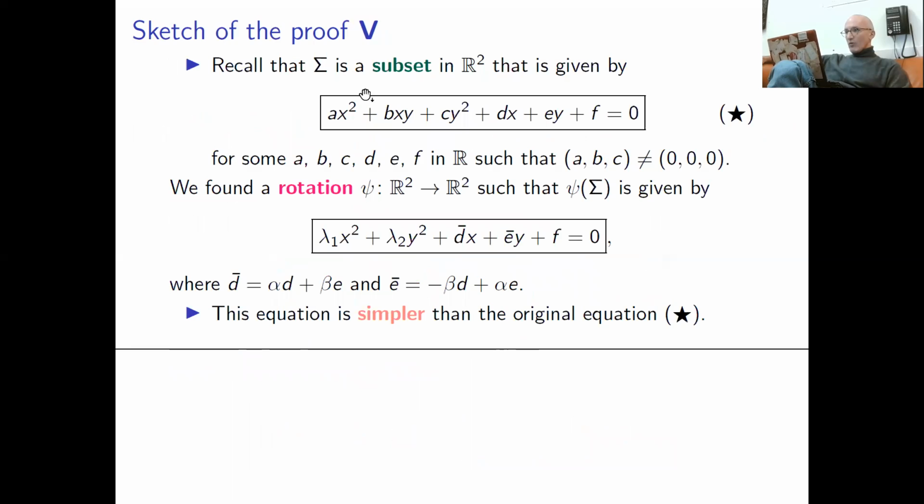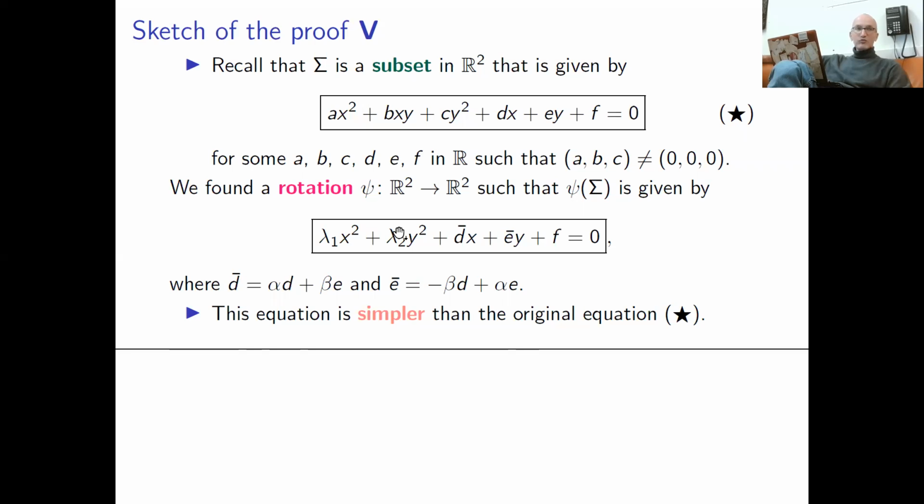Okay, so we had an equation that looks like this. We found a rotation psi by some angle such that our rotated set is given by an equation that looks like this. Here d bar and e bar are the new d and e. We had d, e before, but after rotation they're going to change. On the previous slide we explicitly put the formula for how they change. So we get some new numbers here, d bar and e bar, given by these formulas.